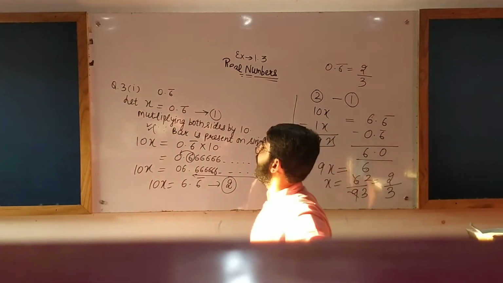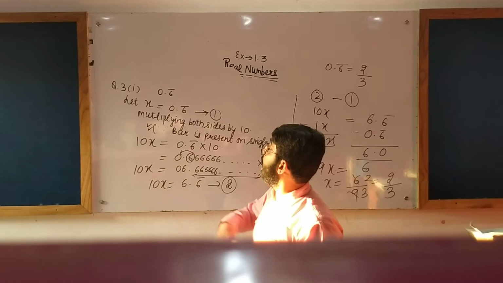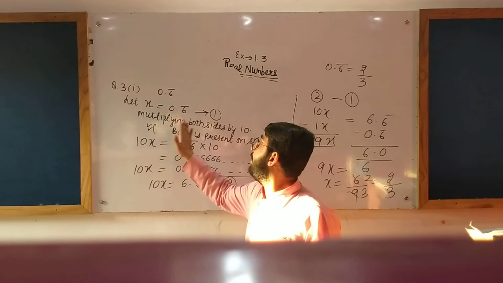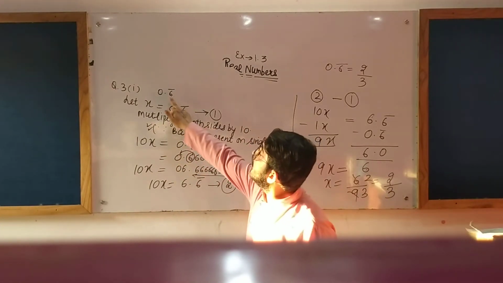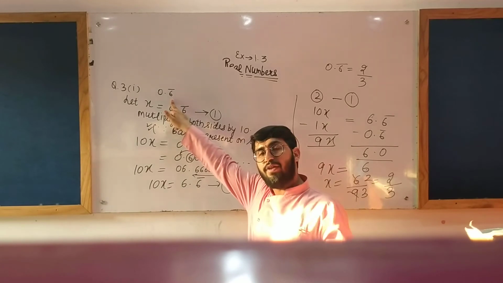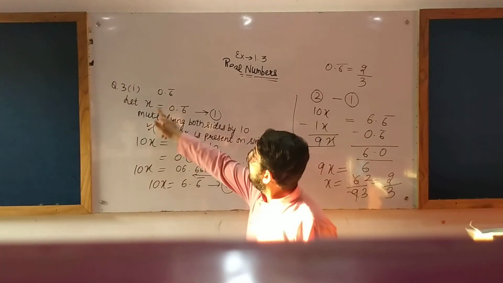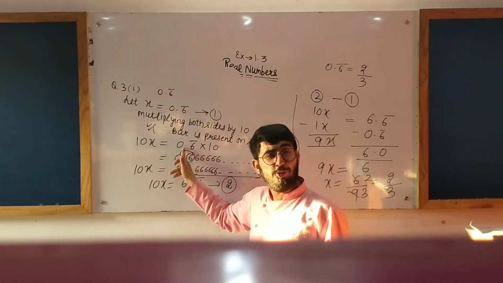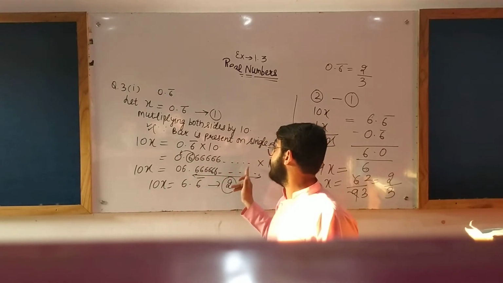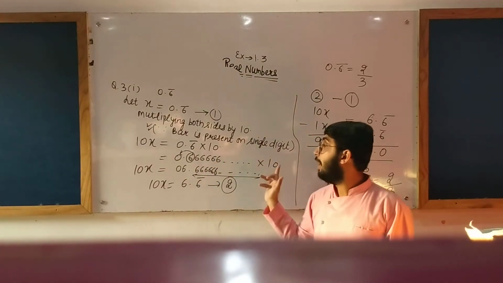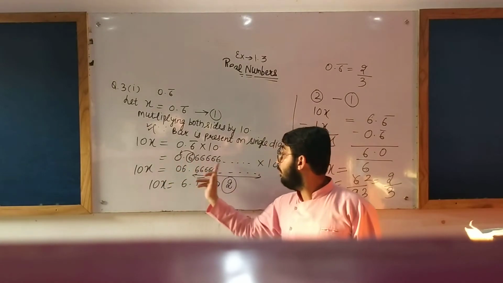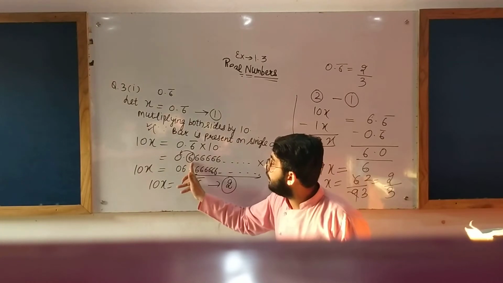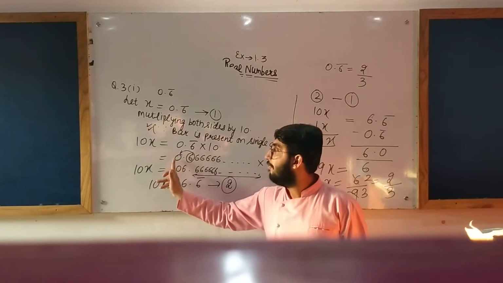Let us understand this question again. First of all, take the given number equal to x. Multiplied by 10. Why are we multiplying by 10? Because only a single digit is there on which the bar is present. If there are two digits, we will multiply by 100. Then 10 into x gives you 10x. 0.6 bar into 10. What is the meaning of 0.6 bar? That is 0.666666, infinite number of times. Multiply by 10. When you multiply this big number by 10, only a single thing will happen: the very next digit after the decimal will get shifted from right to left. It will be what?